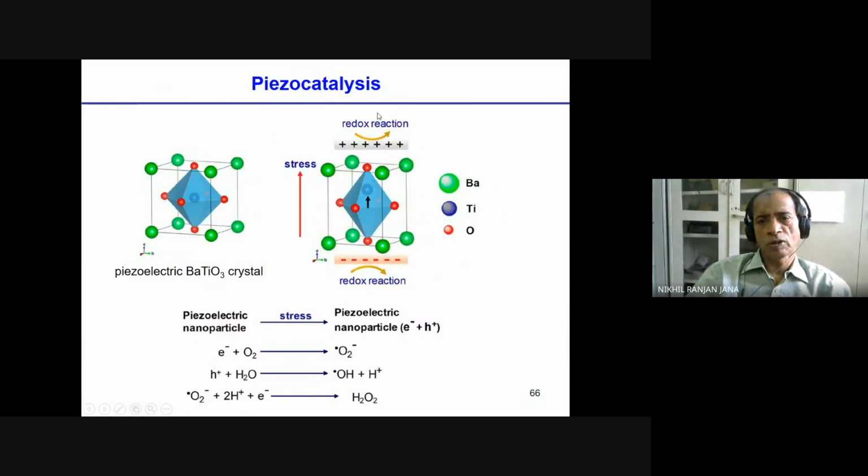This is more the principle of piezocatalysis. The piezoelectric nanoparticle, a well-known example is barium titanate. Under pressure, these particles can generate charges, positive and negative, and these charges are responsible for generating reactive oxygen species. If oxygen is present, they can capture electrons and convert it into superoxides, followed by hydroxyl and hydrogen peroxide. So every piezoelectric material is a center for this piezocatalysis.